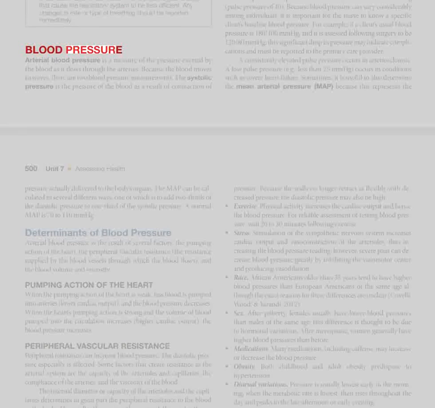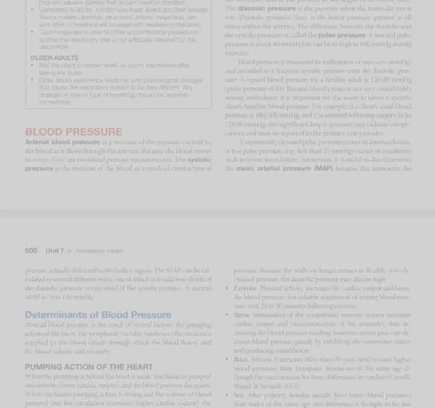Blood pressure. Arterial blood pressure is a measure of the pressure exerted by the blood as it flows through the arteries. Because the blood moves in waves, there are two blood pressure measurements. The systolic pressure is the pressure of the blood as a result of contraction of the ventricles, that is, the pressure of the height of the blood wave. The diastolic pressure is the pressure when the ventricles are at rest. Diastolic pressure, then, is the lower pressure, present at all times within the arteries.